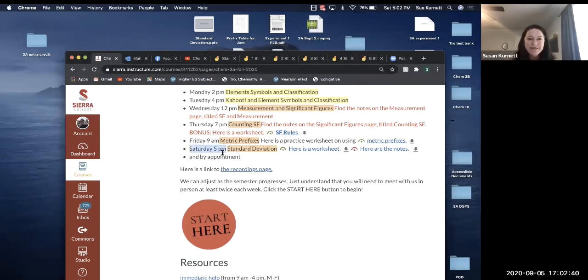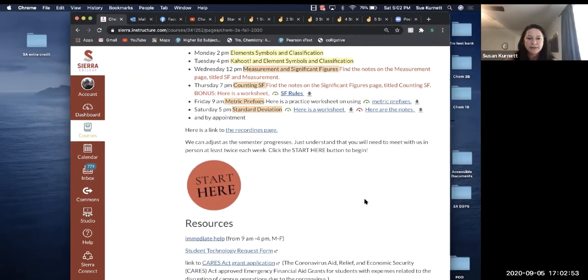So Saturday at 5, we're going to look at standard deviation. Yes, I did change that. It was supposed to be sig figs, but I felt like I'd already dealt with that this week. There's a worksheet and there's some notes, and right now I'm just going to move those notes onto my iPad so I can talk from them. That'll take just a second.